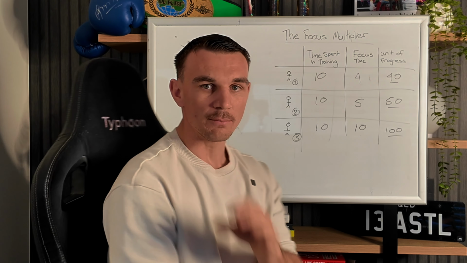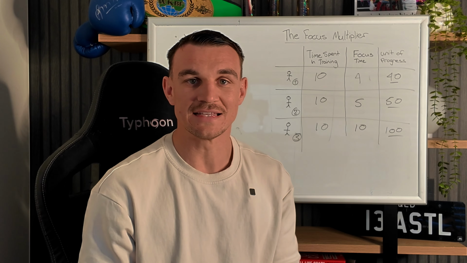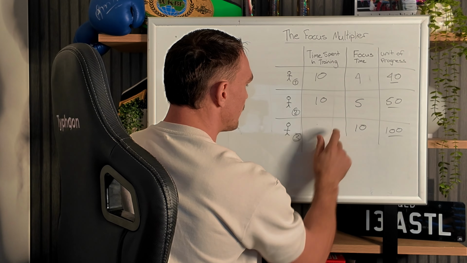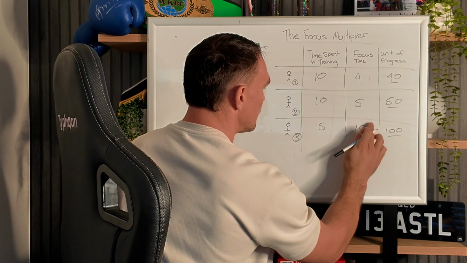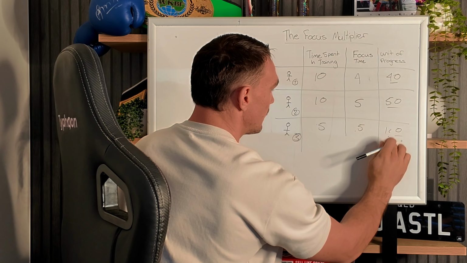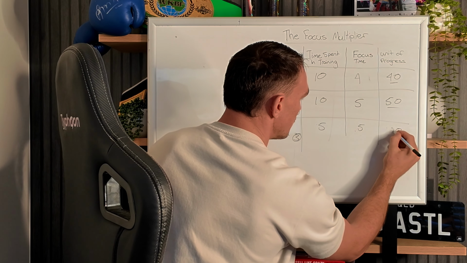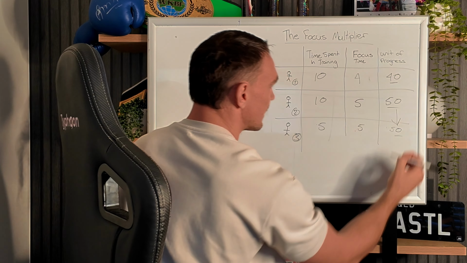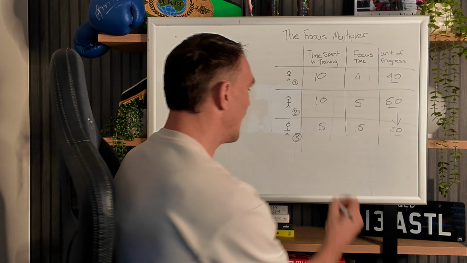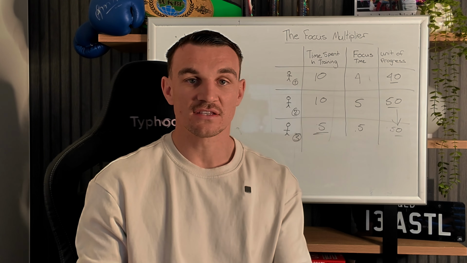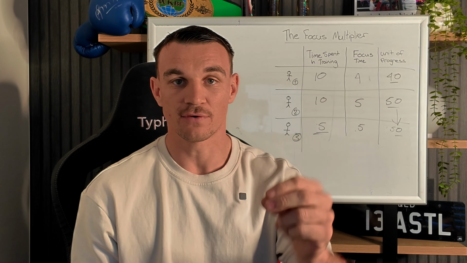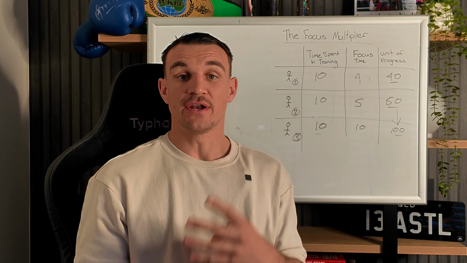But the concept that I think you should really understand about this is if we halve the time of person number three and we give them 5 hours in the gym, but they still have the exact same focus output of 5 hours, this number halves, right, goes to 50. But look at this, they are still getting the exact same amount of unit of progress as person number two, although they're spending half the time in the gym. So it doesn't necessarily matter how long you're spending in the gym, it matters how much of that time is focus time.